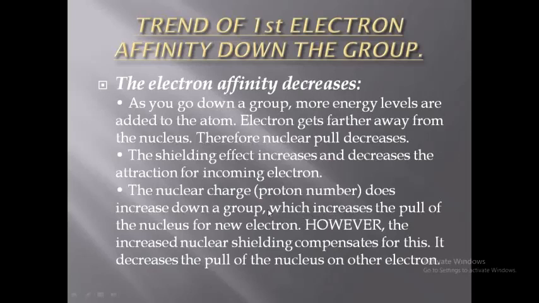It is the reverse case, as the increased nuclear shielding compensates for this increase in proton number down the group. The shielding effect that was discussed before compensates for the increase in proton number, and these two effects nearly cancel each other out. The only effect responsible for the decrease in electron affinity is the increase in atomic size as we go down the group. So these were the trends down the group for electron affinity.